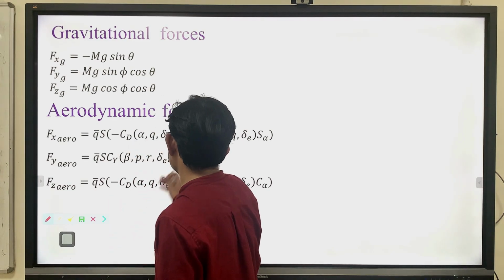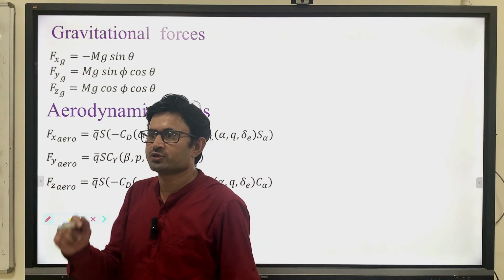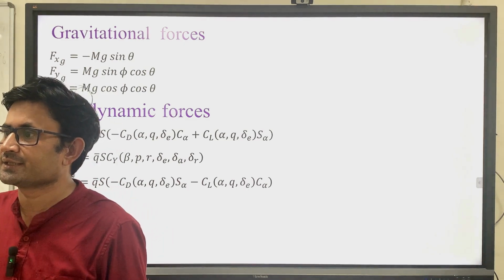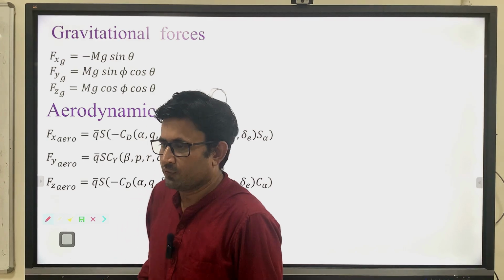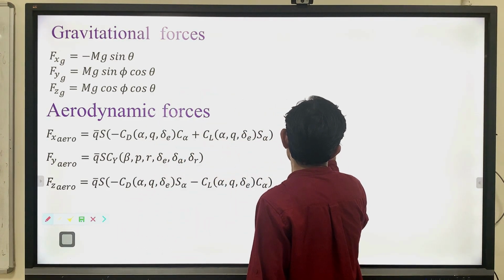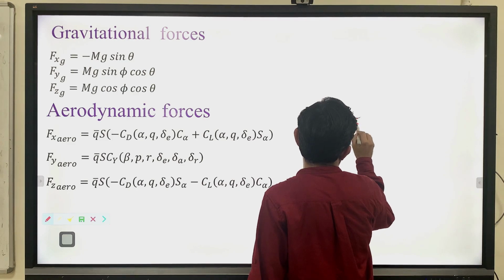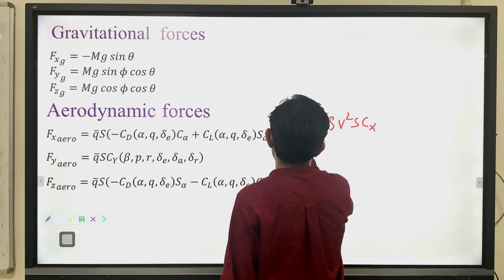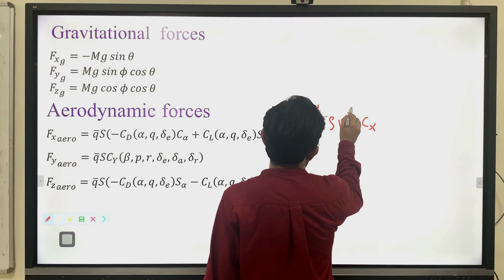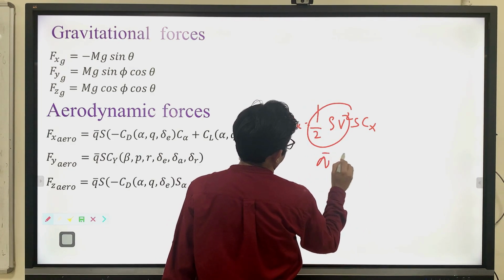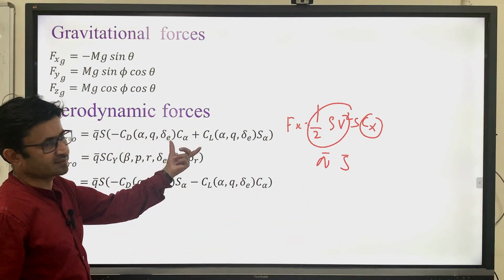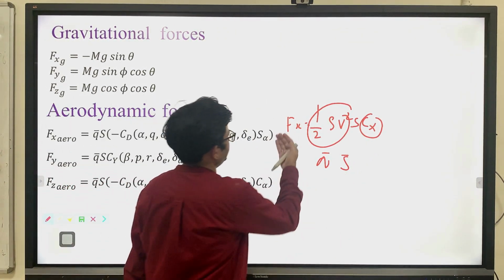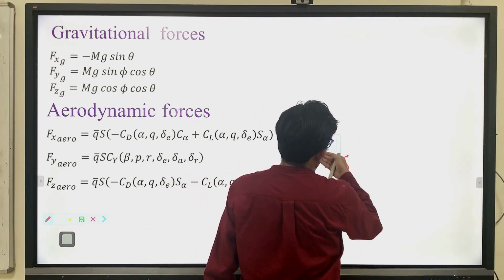Then why are this CD and CL coming? Because CL and CD are in the stability frame, so we have to get back to the body frame. For example, I can write half rho V squared S into CX, simply Fx. So this part is Q bar, this part is S, and CX is this part. So how can you easily get a feel for it?